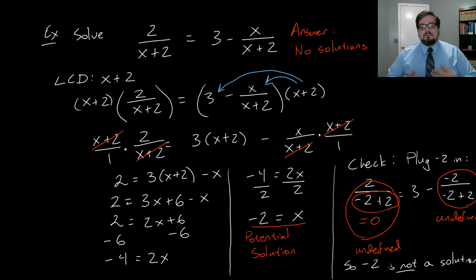Notice that we only realized that there was a problem once we went back to check things in the last step. We can't stop once we found that negative 2. If we just got there and said, oh, the answer is negative 2, we would be wrong, and we would not be able to answer the question correctly. Negative 2 does not make sense as a potential answer to the original problem. And so we have to say that this problem has no solutions at all.